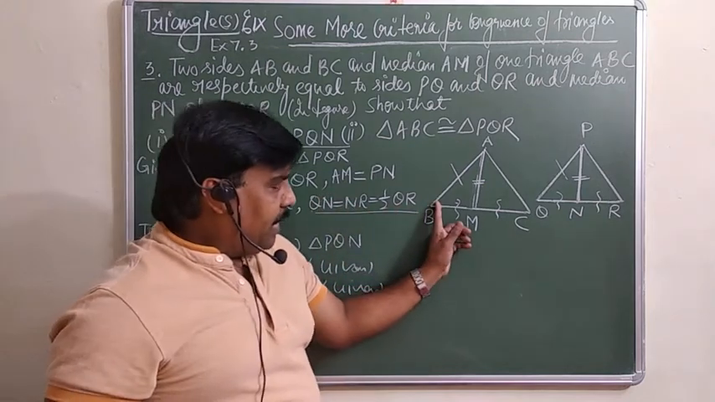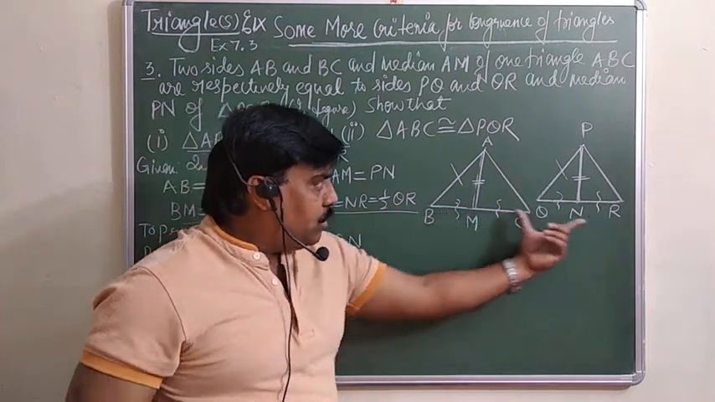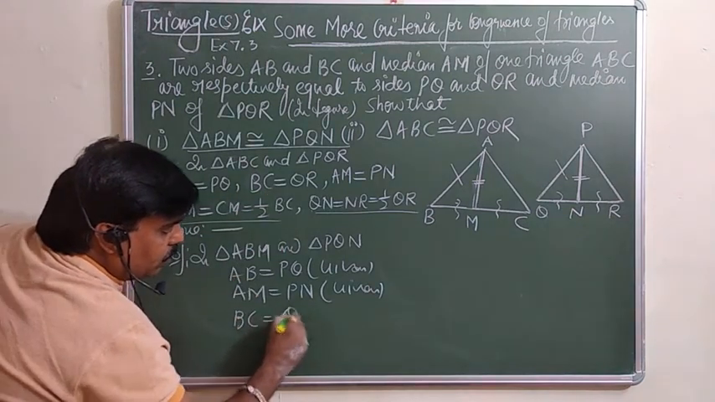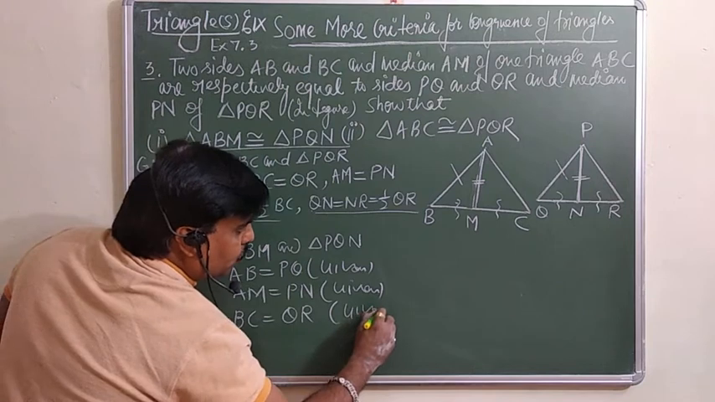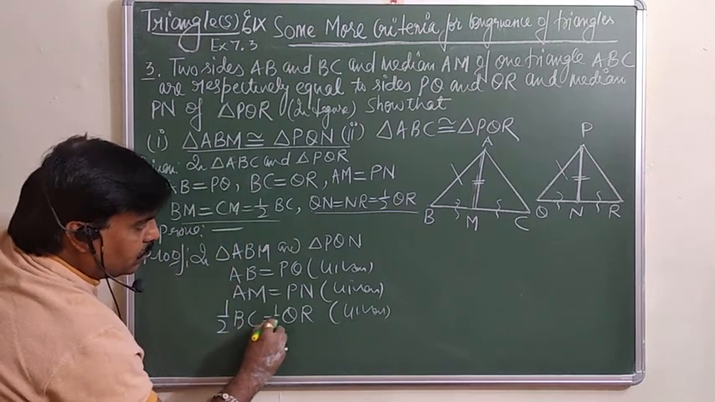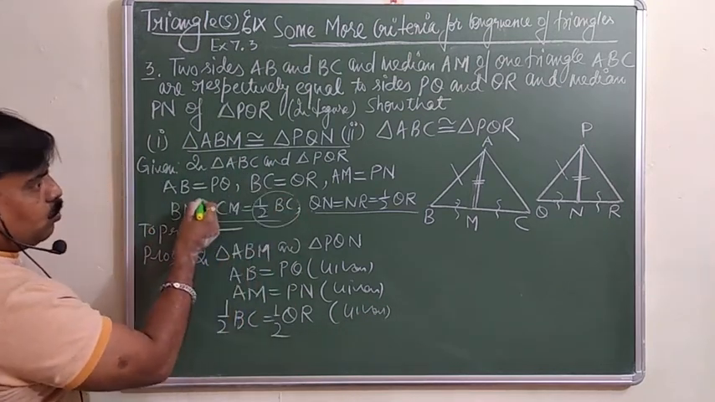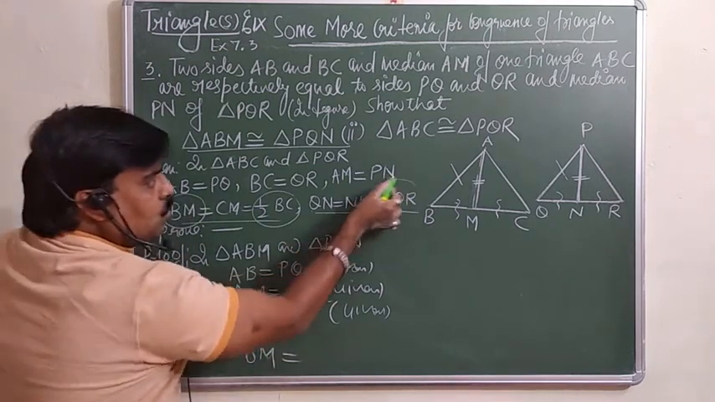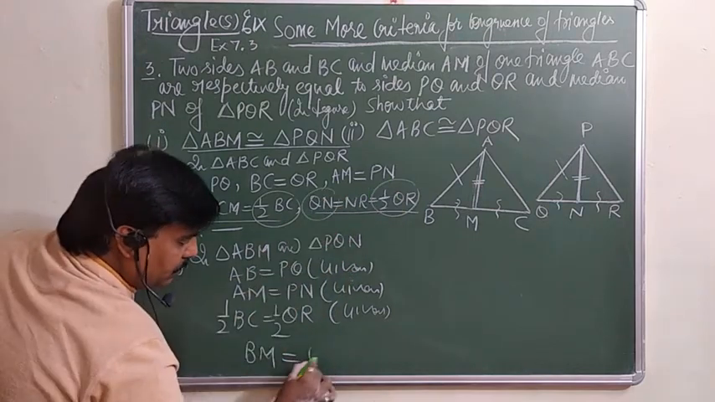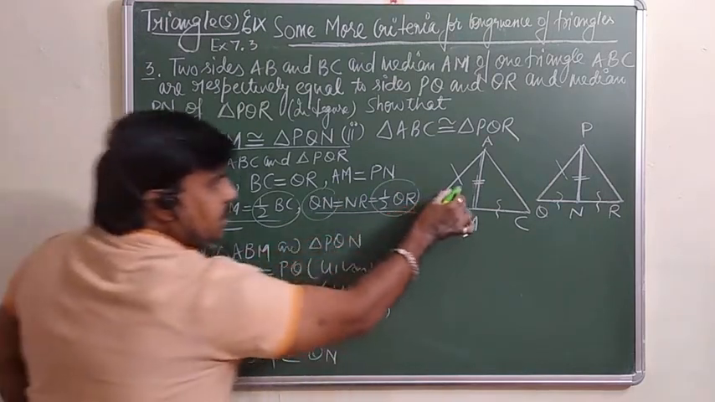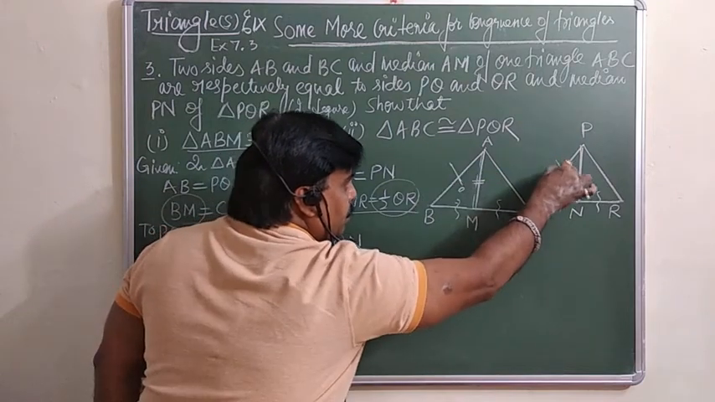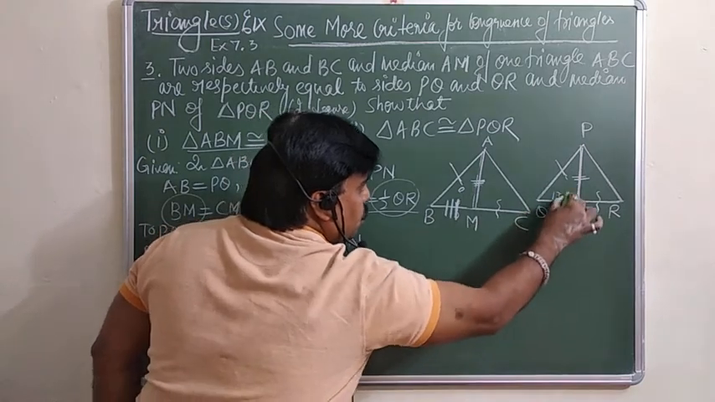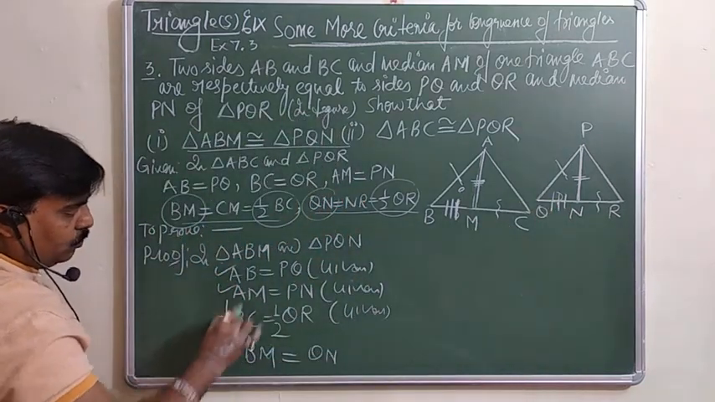So either I search for an angle or a side, but we know BC is equal to QR is also given. This is already given. So half of this one will also be equal. Half of BC is equal to BM, and half of QR is equal to QN from here. So in these two triangles, what are you getting? This side is equal to this one, and we got BM, this side is equal to this QN. So 1, 2, 3, by the triple S.